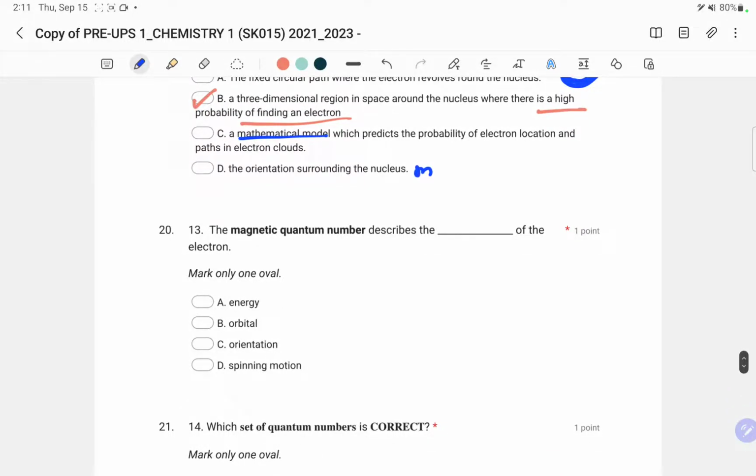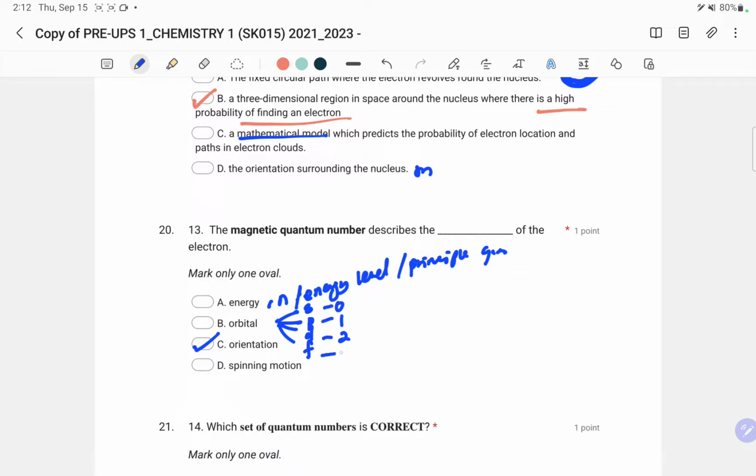So the magnetic, okay, soalan 13, magnetic quantum number describe the orientation lah. Energy ni refer kepada N, which is energy level, ataupun principal quantum number. Orbital, kita ada berapa orbital? Kita ada orbital S, P, D dan F. So S represent 0, P 1, D 2, F 3. Ini adalah L. So orbital refer kepada L. Orientation ni refer kepada M, which is magnetic quantum number. And spinning motion ni adalah S, sama ada positive and negative half.